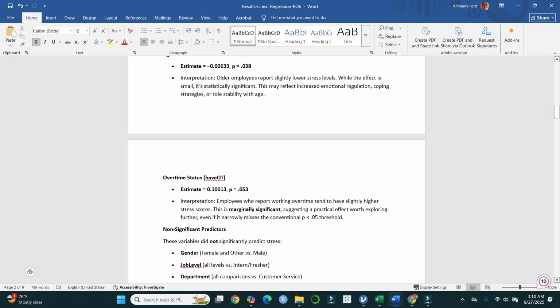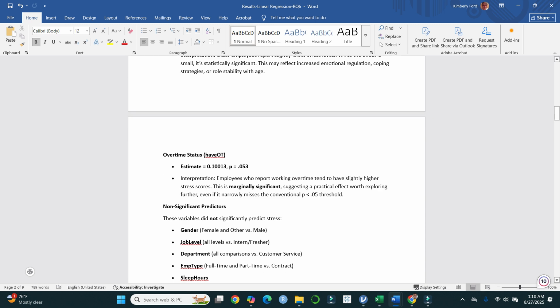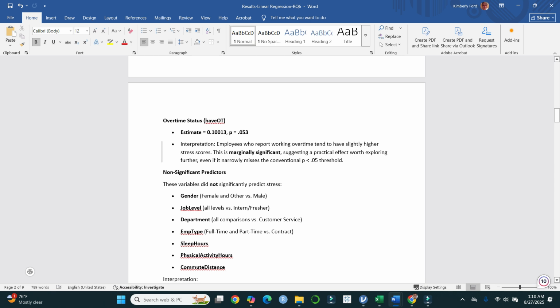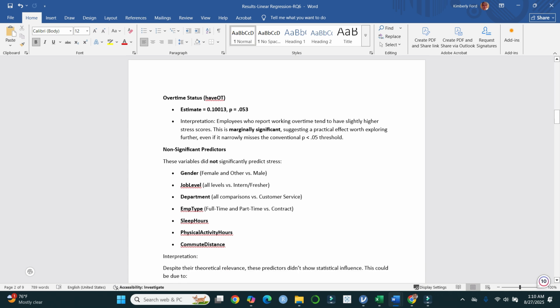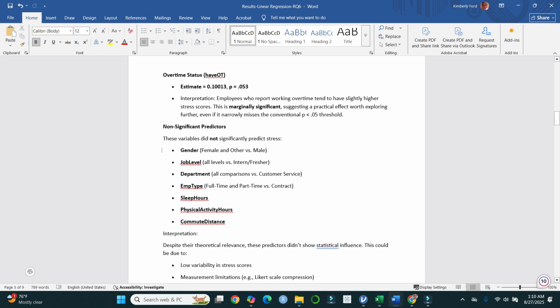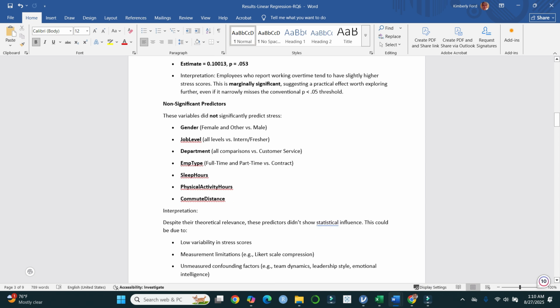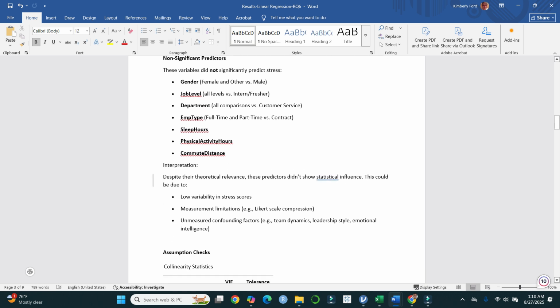And then the folks who work overtime, a p-value of 0.053. Employees who work overtime tend to have a slightly higher stress score, and it is marginally significant. So we could explore it further, even though it misses the 0.05 threshold of the confidence level. Non-significant predictors: gender had nothing to do with it, nor their job level, department, employee type, and then the hours they spend sleeping, exercising, or commuting. Even though we think these might be relevant, they showed no statistical influence.